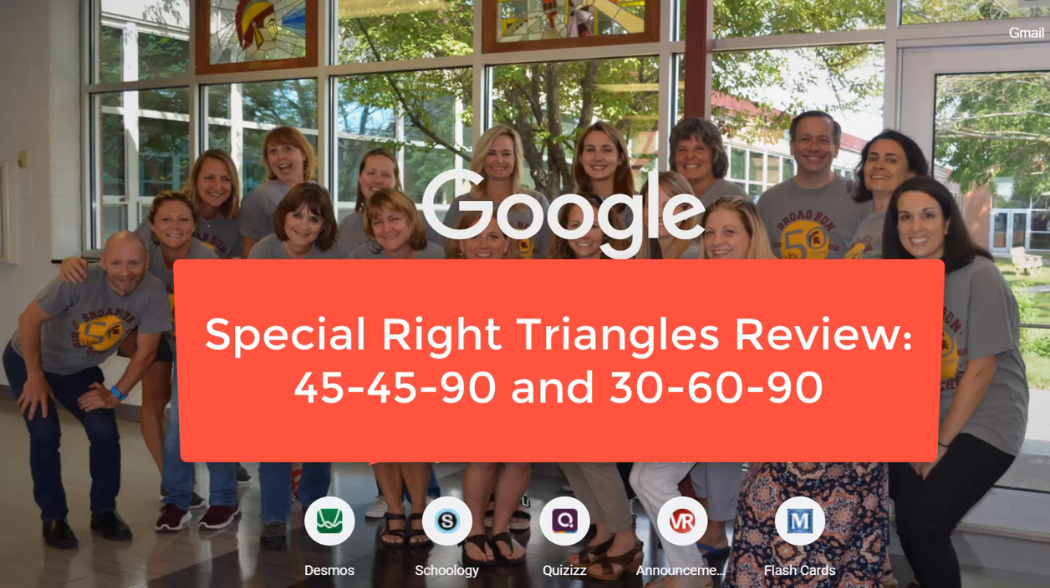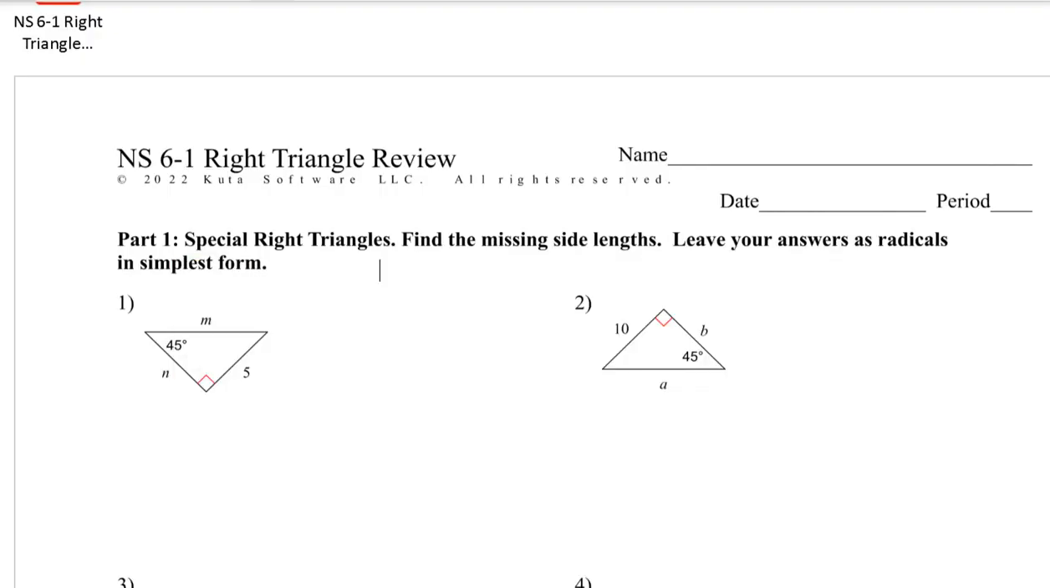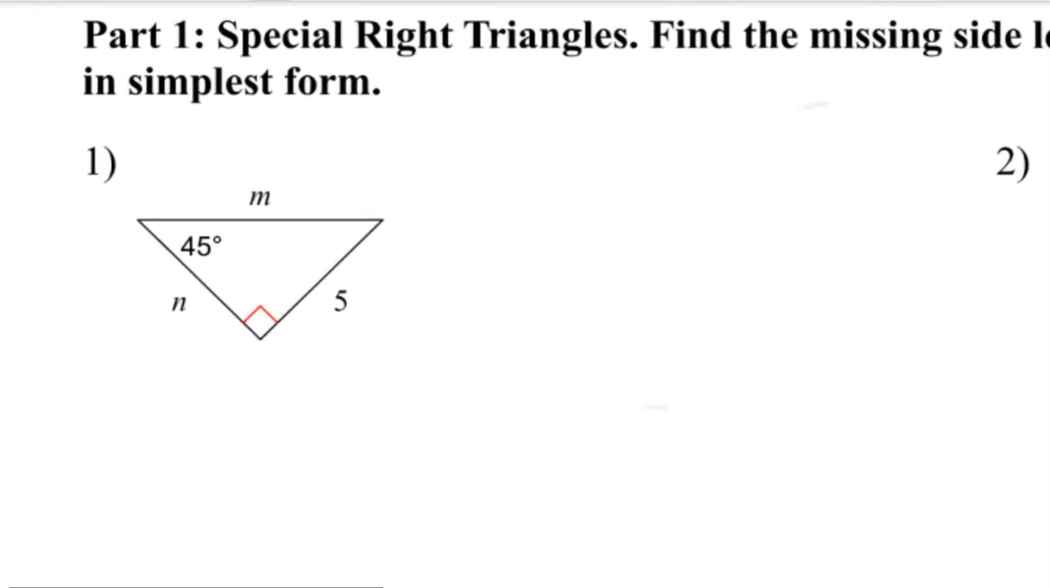In this video, we're going to take a look at a couple of examples for reviewing special right triangles. That's right, the 45, 45, 90 and the 30, 60, 90. So let's also review what those ratios are going to look like.